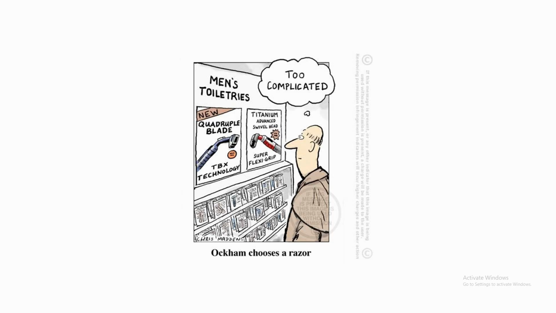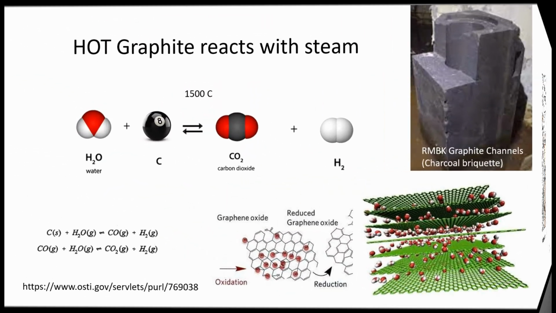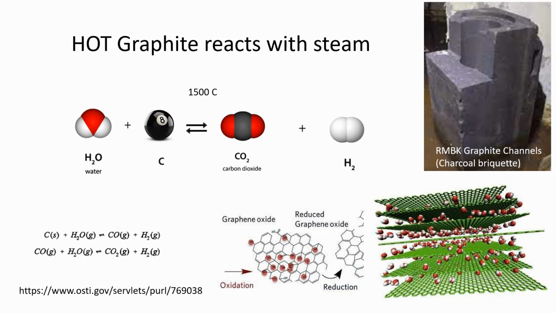Just a quick video to explain the hydrogen explosion. It is the simplest explanation, Occam's razor. Hot graphite has a way of pulling the oxygen atom right out of water, only to leave hydrogen gas. We can see the two equations down here.